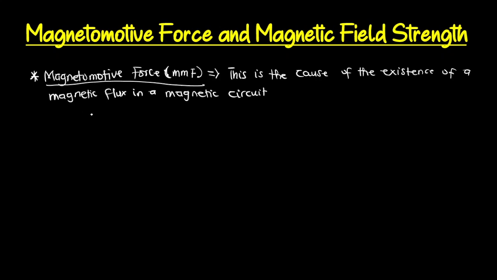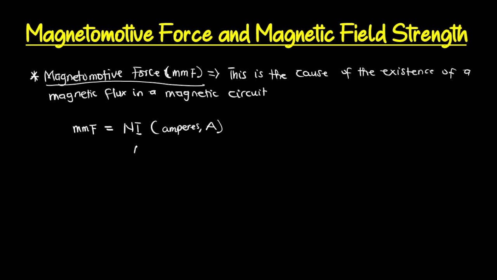Okay, so mathematically magnetomotive force or MMF is given to us. It's either MMF or FM depending on how you want to represent this. Let me just use MMF for the sake of simplicity. So magnetomotive force MMF is given to us by Ni, and the unit is amperes, or capital A.